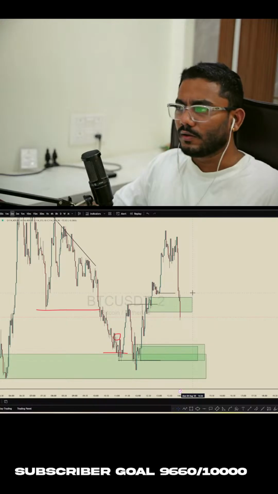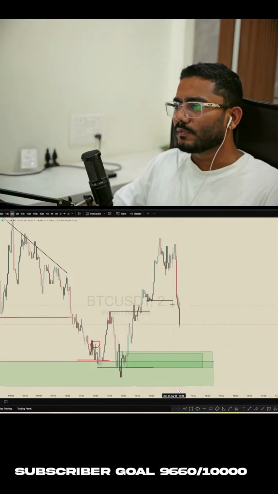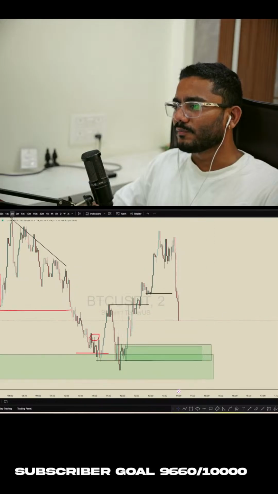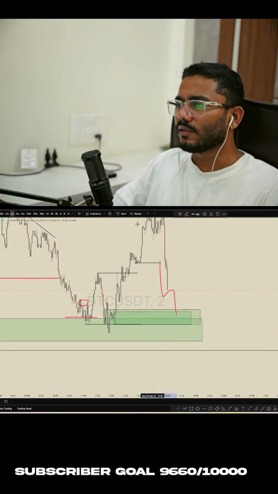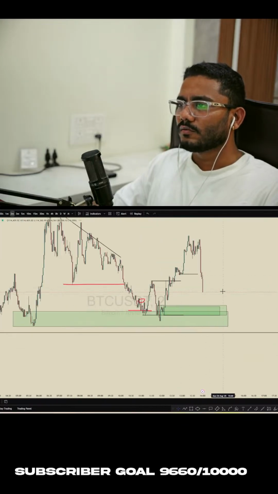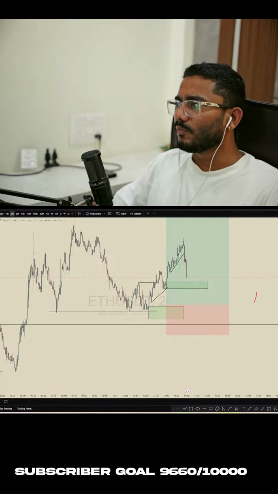So this zone has failed. We want price to come to our block very slowly. Then only our zone works. Right here, we don't want price to. If this falls, then it's like catching a falling knife. Same thing on Ethereum.